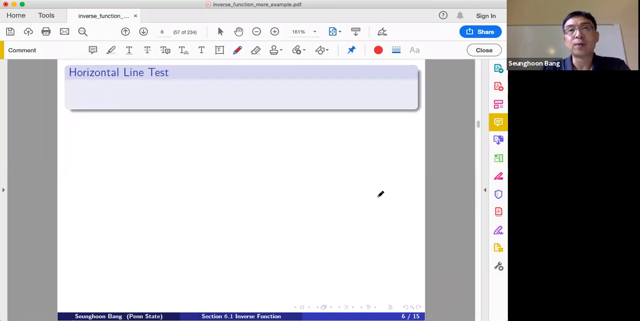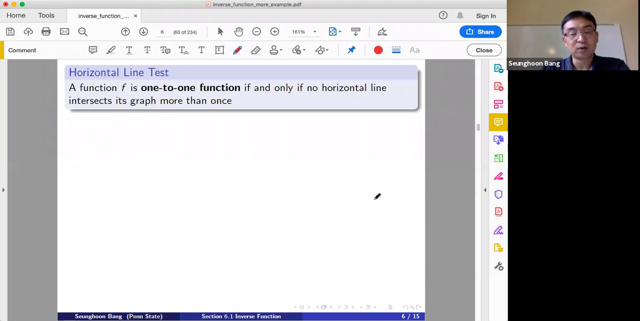We have one geometric method for checking if a given graph is one-to-one or not. We call it the horizontal line test. Our function f is one-to-one if and only if no horizontal line intersects the graph more than once. This is called the horizontal line test. Here, the black graph is f. You can draw the red horizontal line. How many intersection points? We have 2 intersection points.